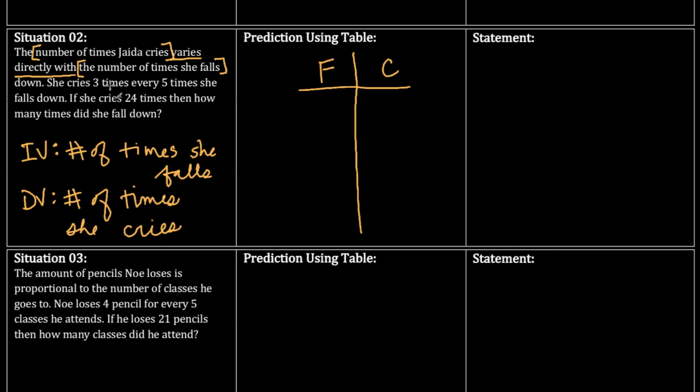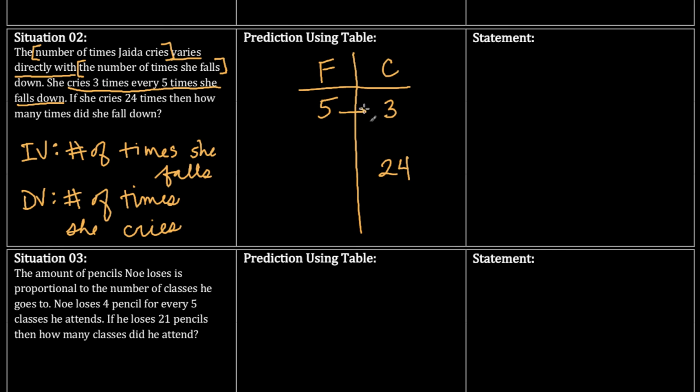She cries 3 times every 5 times she falls. I keep saying minutes. So she cries 3 times every 5 times she falls. If she cries 24 times, so cry 24. This is different from the other one because the 24 is on the right side of the table. It is a value for our dependent variable.